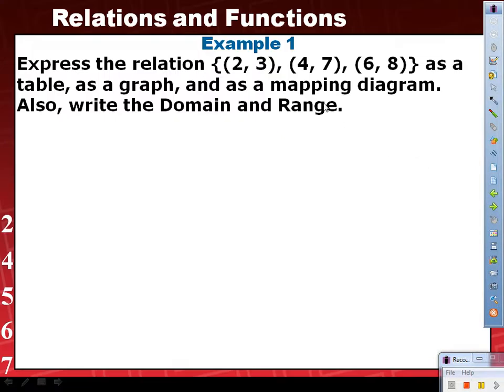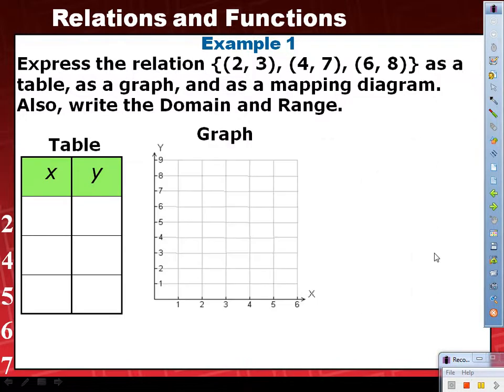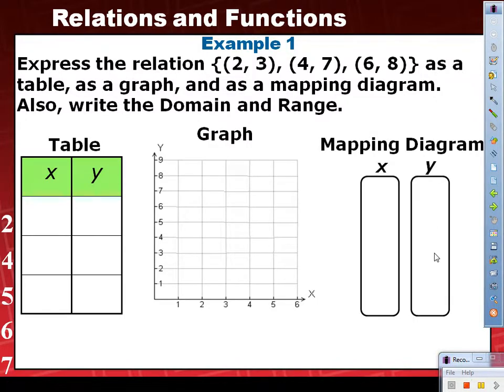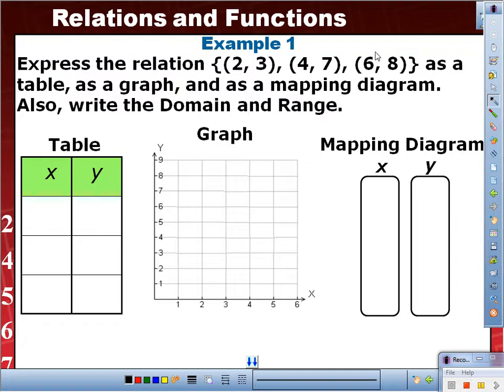So with that said, copy this, please. Example 1. Copy the table, the graph, and the mapping diagram. Okay, really quick, for these ordered pairs, I want you to add one more at the end. It's add 2, comma 3. Okay, finish copying that and I'll go over it really quick.